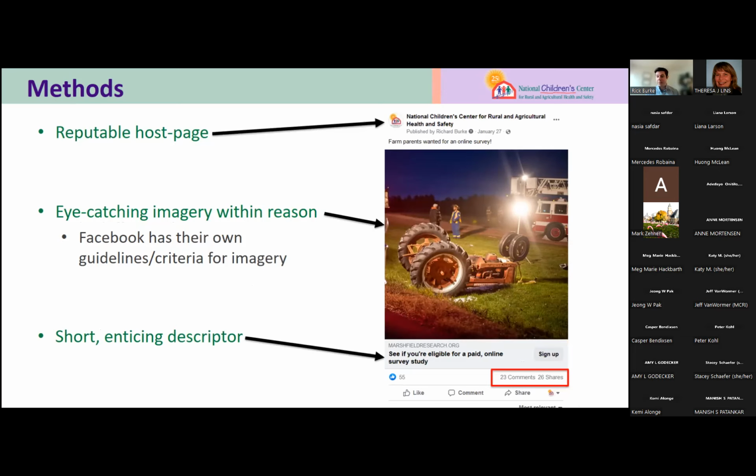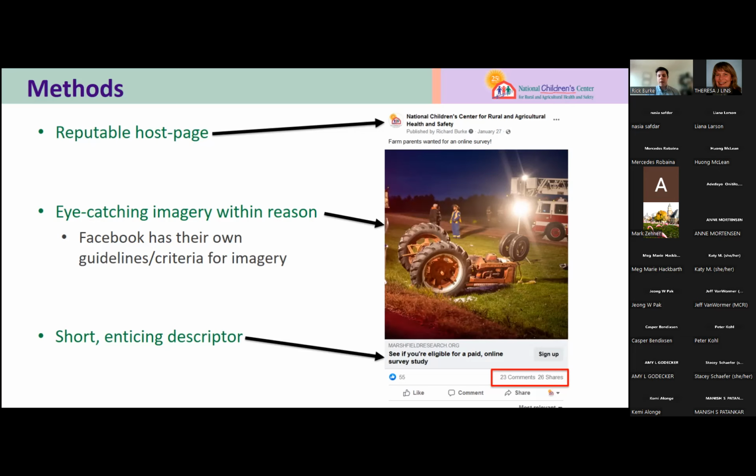The other is having eye-catching imagery. You want people to look at your ad, obviously, but it needs to be restrained and within reason. So for example, our imagery here is an overturned tractor, but it's during a firefighter rescue training. And so it was a much more controlled environment that picture was taken in. Facebook has their own guidelines and criteria for imagery, nothing explicit or anything like that, as well as your IRB might have concerns as well, because you're showing these ads to users before they can consent to your study. So you need to be relatively restrained in the images that you're going to be showing them.